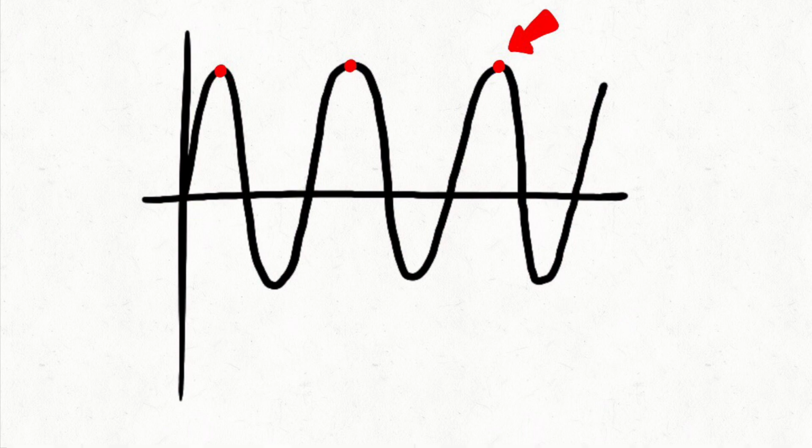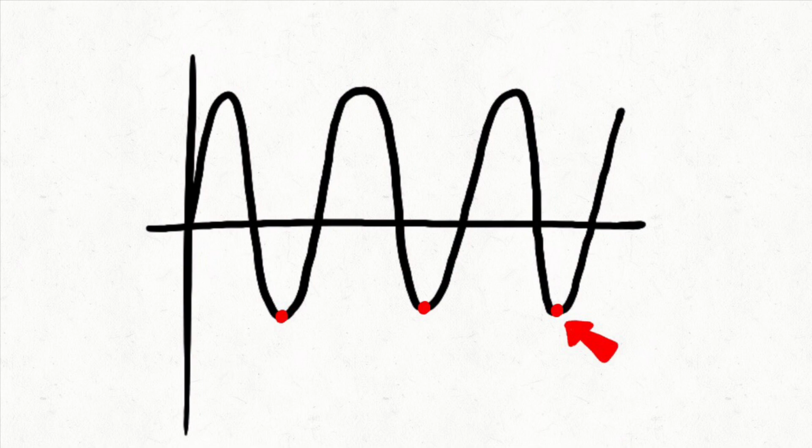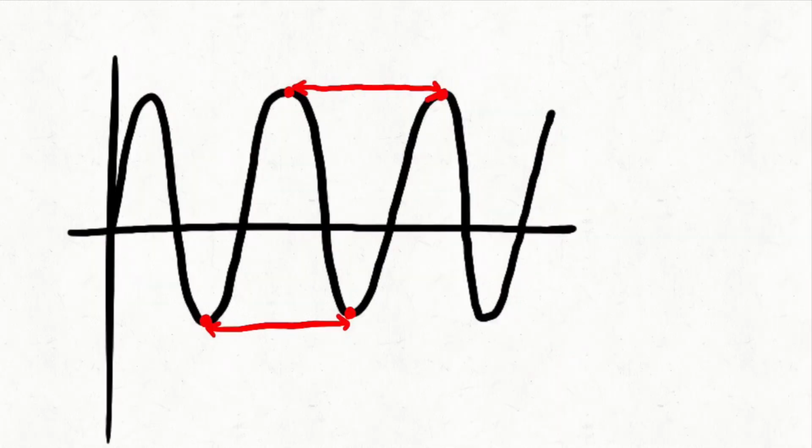The highest point on a wave is called the crest. The lowest point on a wave is called the trough. The wavelength is the distance between successive crests or troughs. The wavelength measures one complete wave.